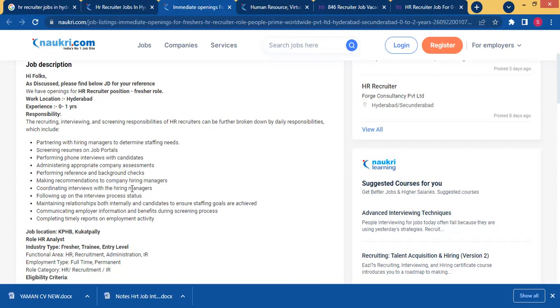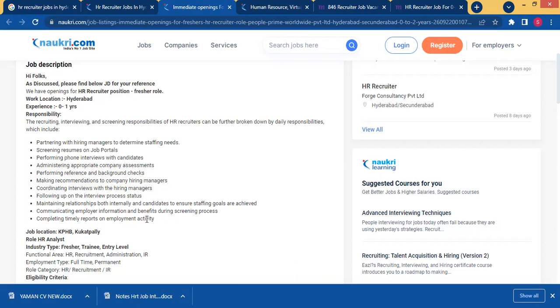Coordinating interviews with the hiring managers, that is, lining up interviews, scheduling them, following up on interview process status, maintaining relationships both internally and externally, communicating employee information and benefits during the screening process, and completing timely reports and employment activities.